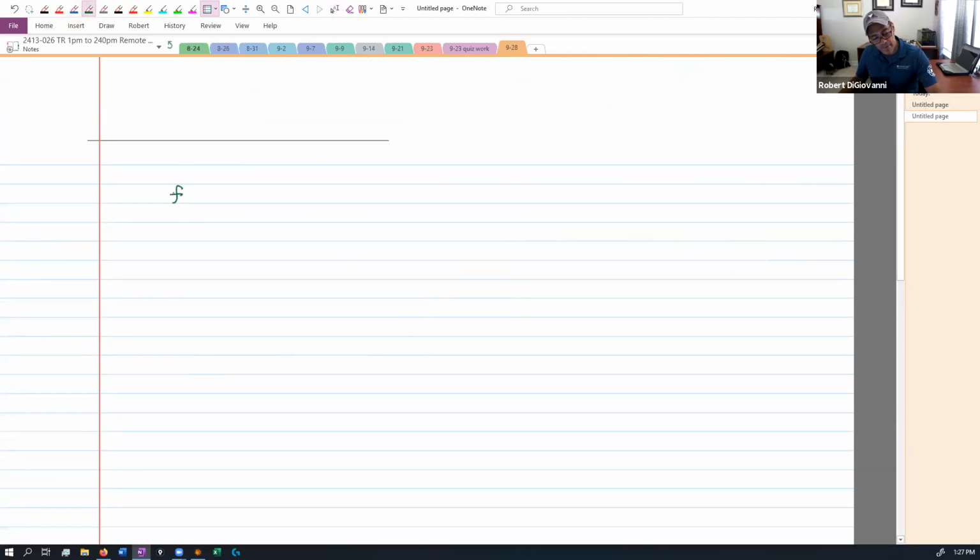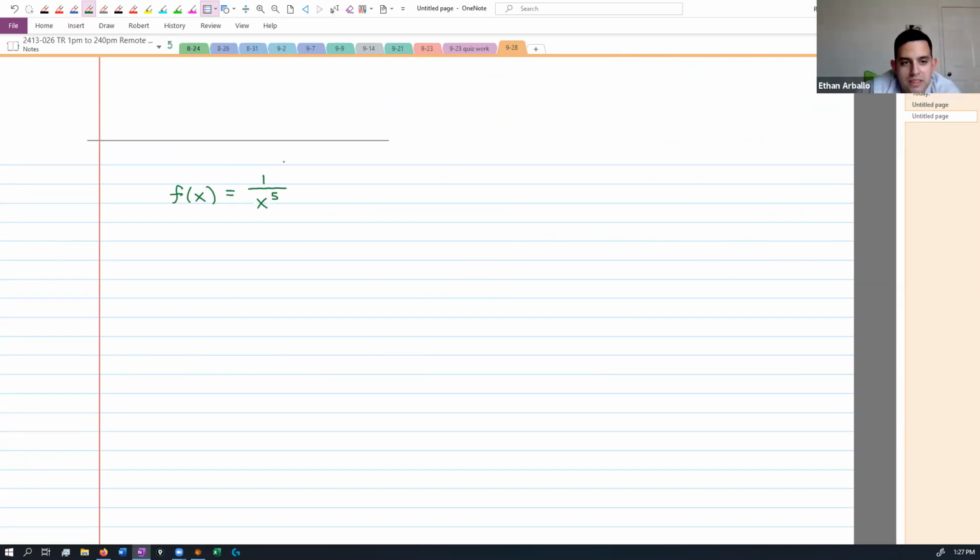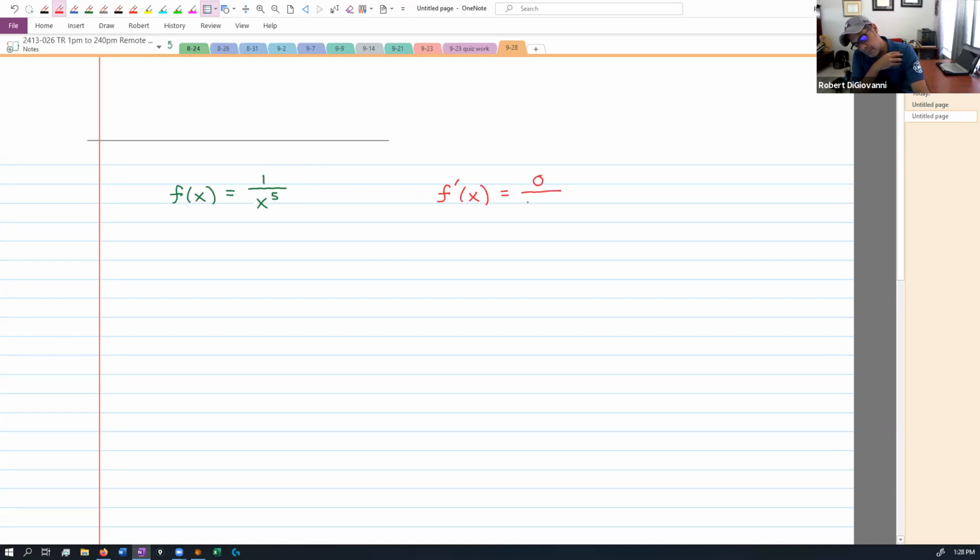Okay, how about this? What if f of x is 1/x to the 5th power? We can turn that into x to the -5th, right? You could bring that x to the 5th back up. Everyone agree? Now, I'm going to do something. Don't write this down. I want you to tell me if you can tell what I just did. What did I do?